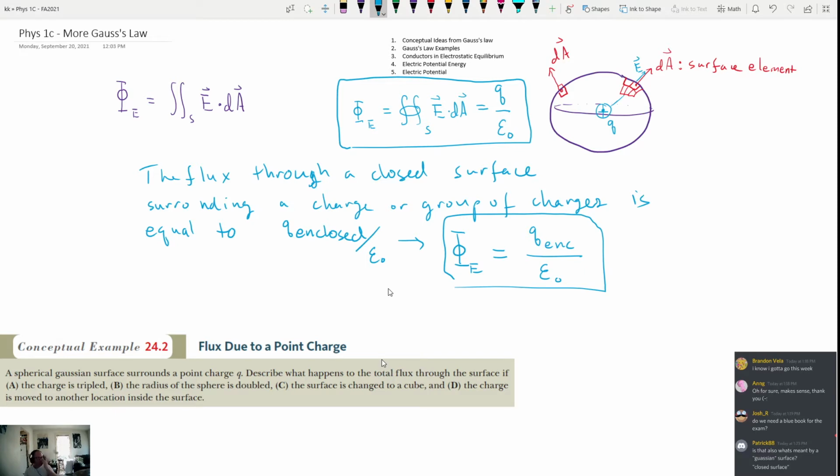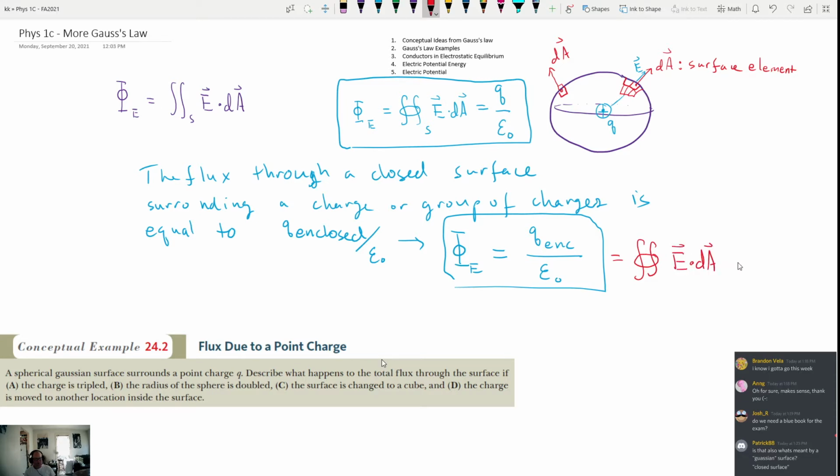Okay, so we have this. I guess all Gaussian surfaces are closed surfaces, but not all closed surfaces would be Gaussian surfaces, is what I would say. Anyway, so we have this definition right here. But the thing that's interesting about this is that this is also equal to this expression. And this is how we're going to use Gauss's law.